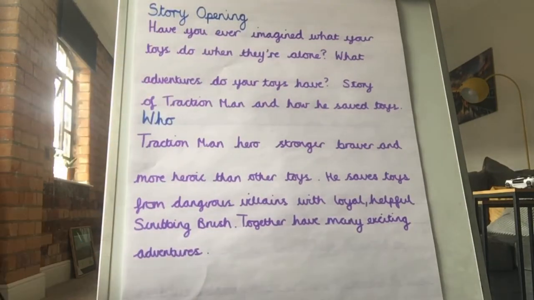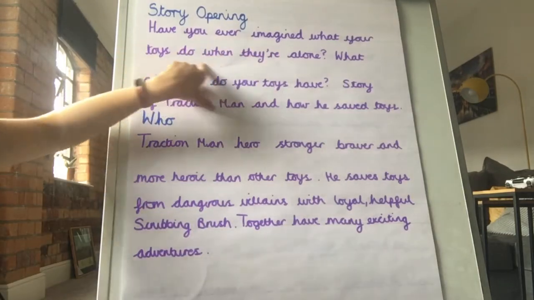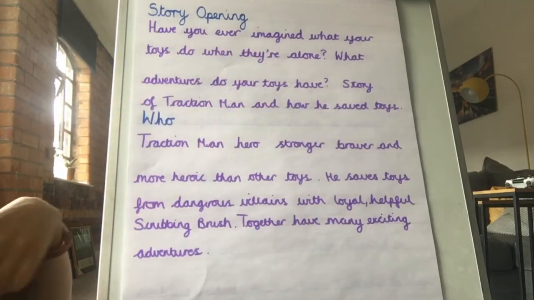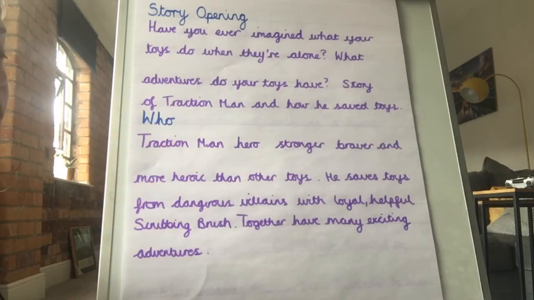And it suggests on your planning sheet that you ask the reader some questions to get them excited. So I've planned, have you ever imagined what your toys do when they're alone? What adventures do your toys have? Because this is a story about toys. Traction Man is a toy. And so we want to get our reader thinking about their own toys, but also using their imaginations.